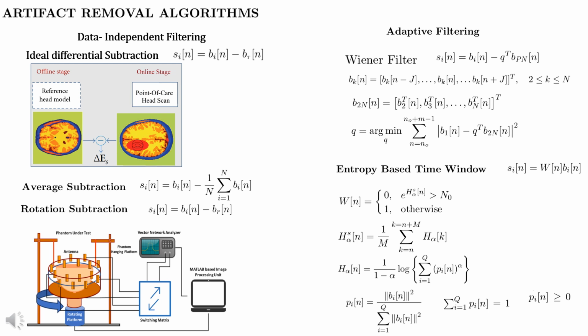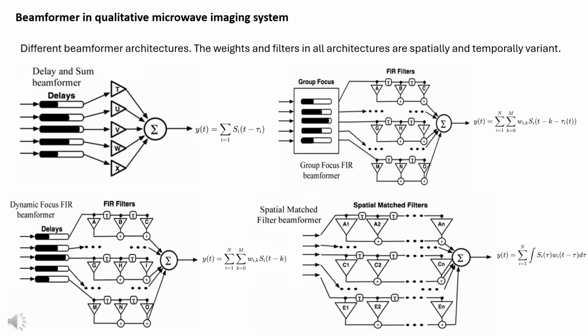The entropy-based time window method suppresses clutter by analyzing the entropy of the signal over time. When the entropy exceeds a certain threshold, clutter is removed by applying a windowing function that zeroes out high-entropy segments of the signal. The entropy function measures the randomness in the signal and helps identify parts of the signal dominated by noise or clutter, allowing for more precise imaging. Let's dive into the four architectures depicted in this slide, all designed for qualitative electromagnetic brain imaging.